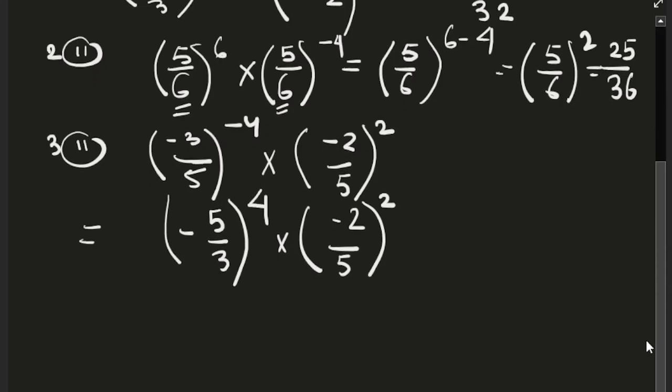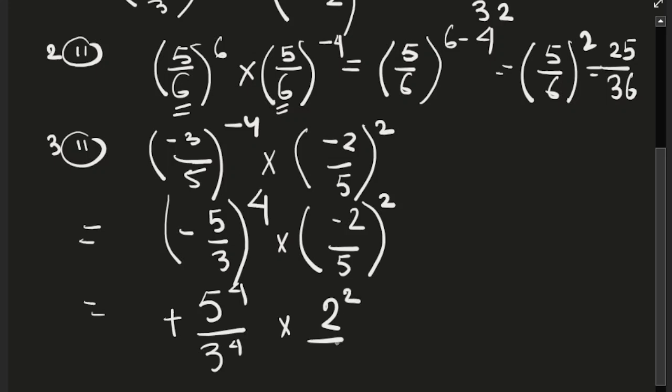So now I will write it: (-5/3)^4. The power is even, so an even power of any negative number is positive, so it will become plus. That means 5^4 divided by 3^4, multiplied by, again even power of minus is positive, 2^2 divided by 5^2. So the answer will be 5^4 by 5 square.